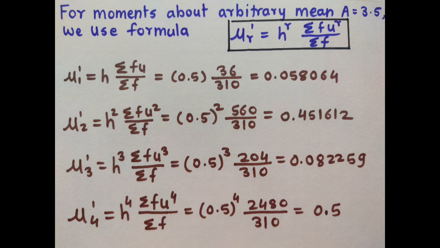So here, if we put r is equal to 1, then we get mu1 dash is equal to h summation fu upon summation f, that is equal to class width 0.5, summation fu is 36, and summation f is equal to 310. If we put these values, then we get mu1 dash is equal to 0.058064.